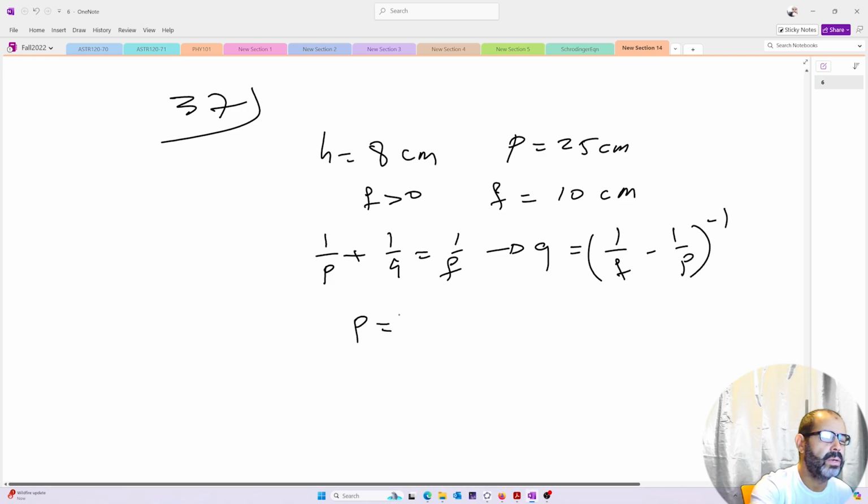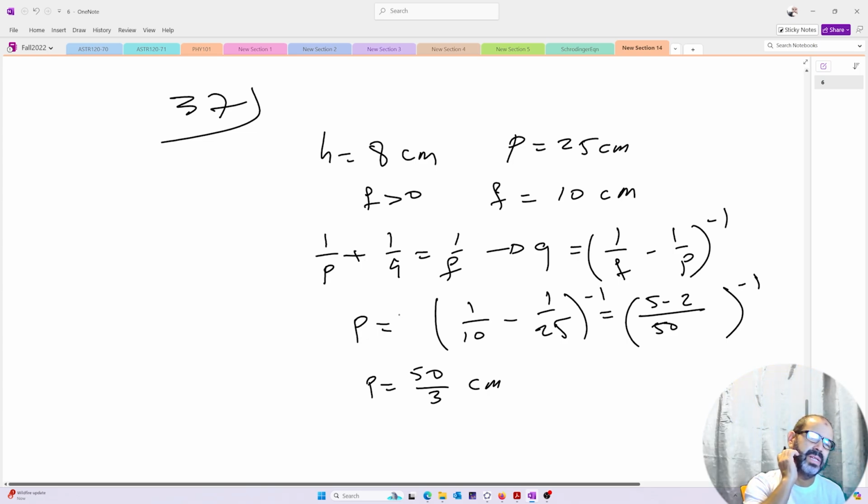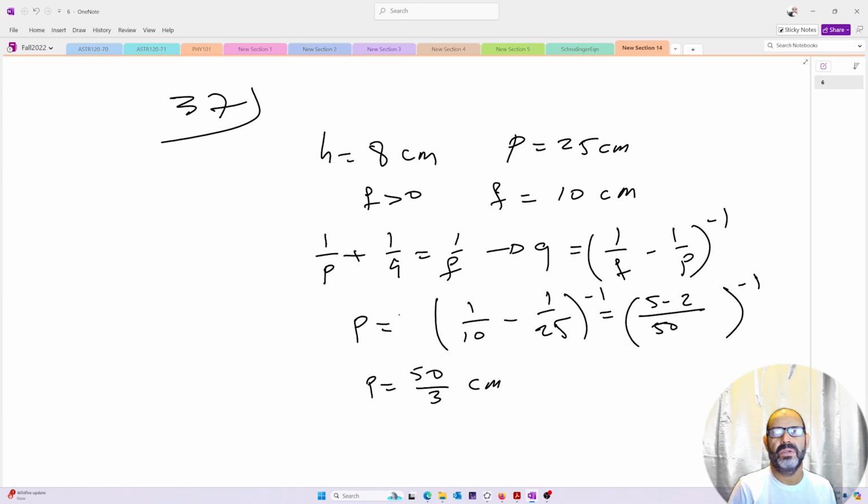Okay, Q then is equal to 1 over F, which is 1 over 10 minus 1 over 25, and the whole thing is inverted. The common denominator is 50, and you will have in here 5, and this is 2, inverted, so it's going to be 3, so Q is equal to 50 over 3 centimeters. So it's going to be something slightly less than 17 centimeters, because 3 times 17 is 51. So this is actually going to be 16.67 centimeters, okay? 16 and 2/3 of a centimeter.